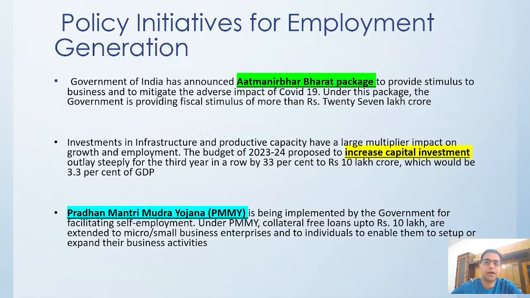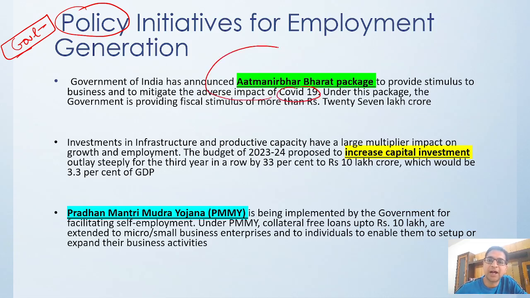So this point will come in handy, like what the government is doing in order to increase employment. During the COVID-19 time, the government started the Atmanirbhar Bharat package. Around 27 lakh crore rupees Atmanirbhar Bharat package has been launched by the government. Then for capital intensive sectors, the government has increased it to 10 lakh crore for capital investment, infrastructure development.